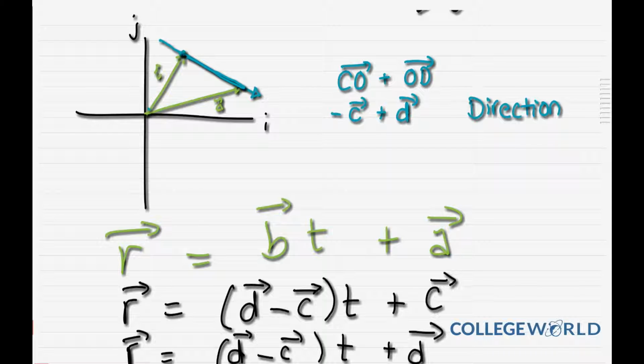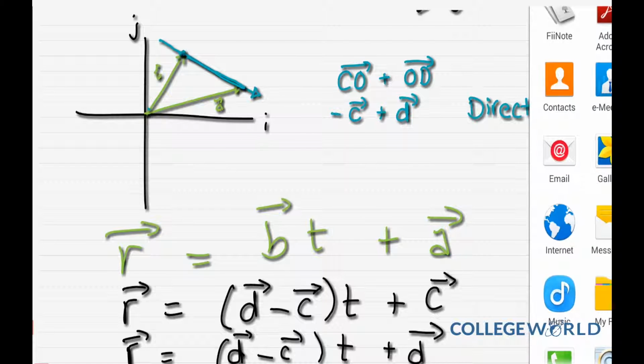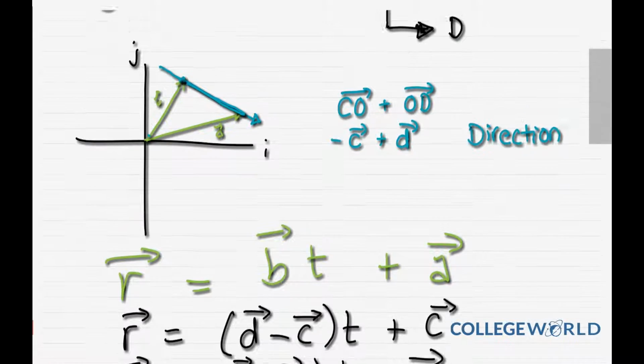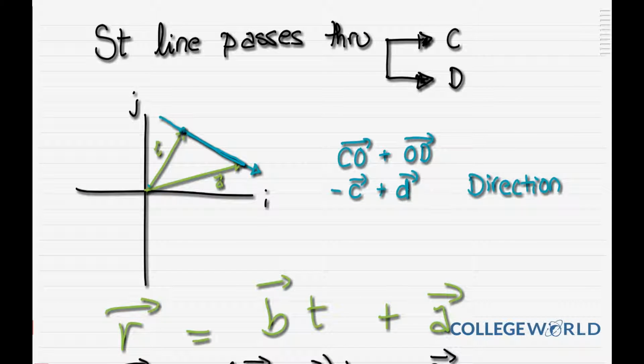So vector D minus C here is known as the direction vector, and the direction vector is a vector that is parallel to the straight line. By this you know how to counter any example you get on expressing a vector in a straight line format. You just think of what is the direction and what is any position vector it passes through, and you're going to get through.